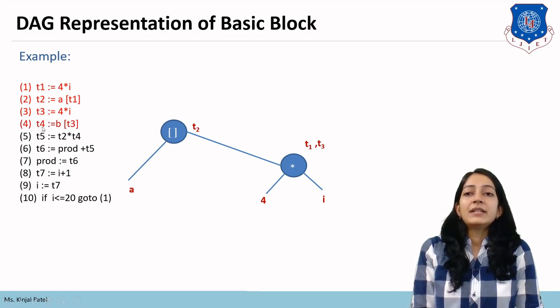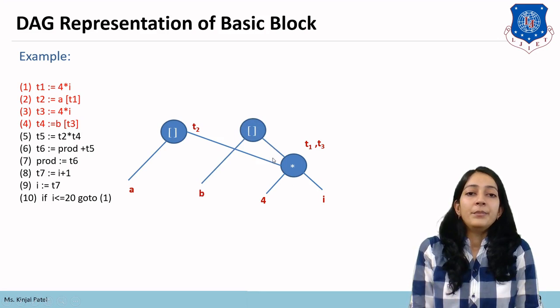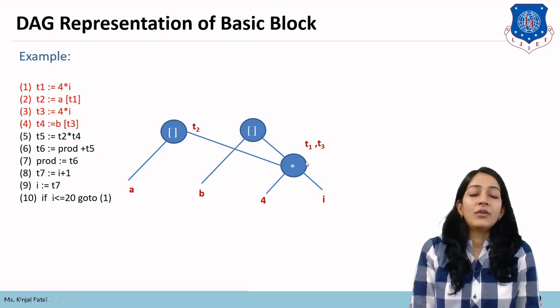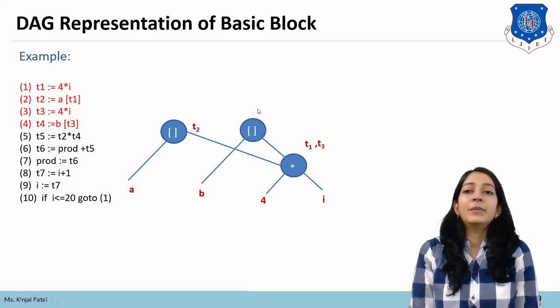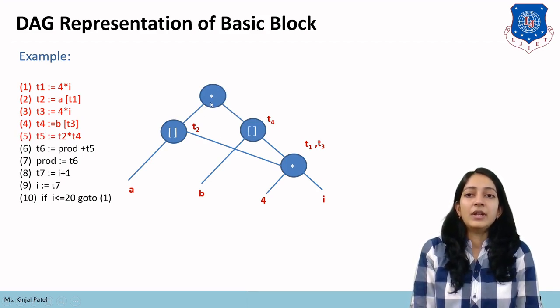Now the next statement is T4 equals B of T3. Again B will become the left child of array and 4 star I will become the right child of array, and that array will be T4. Now T5 equals T2 star T4. Here T2 and T4 are the left child and right child, and the parent node of T2 and T4 is the star node, and that star node will become T5.